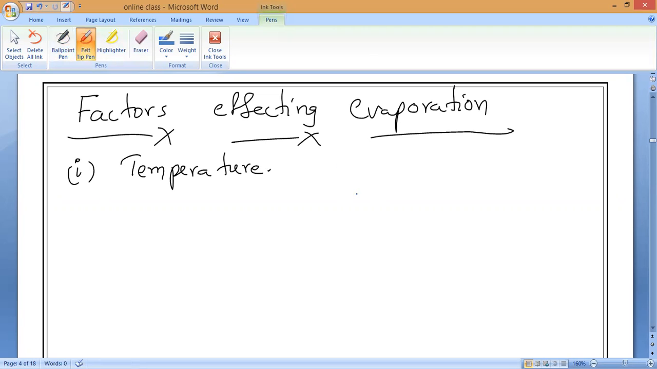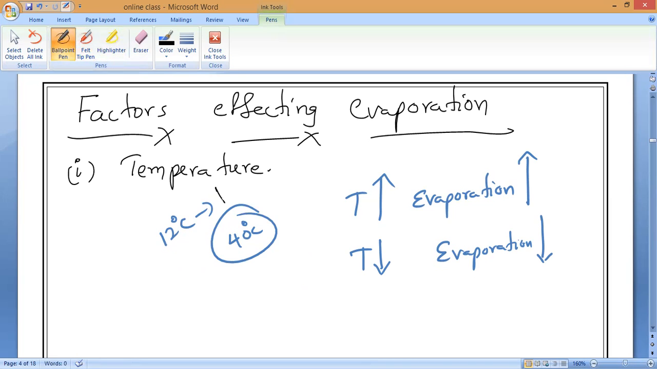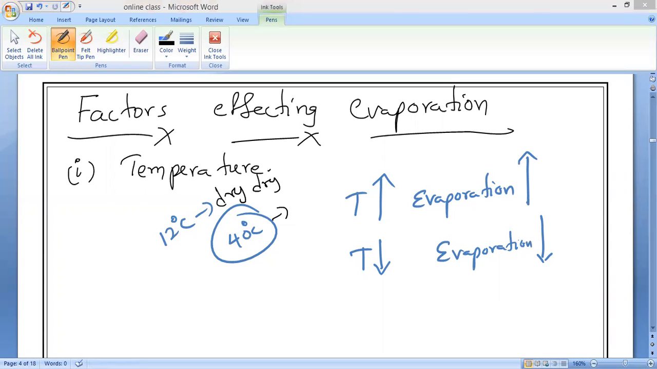Now you tell me, if temperature is more, is the rate of evaporation more or less? Evaporation is also increased, sir. If temperature is less, then the rate of evaporation also decreases. Why, guys? For example, today the temperature is 12 degrees Celsius. Tomorrow the temperature is 40 degrees Celsius. On which day do we call it a dry day?